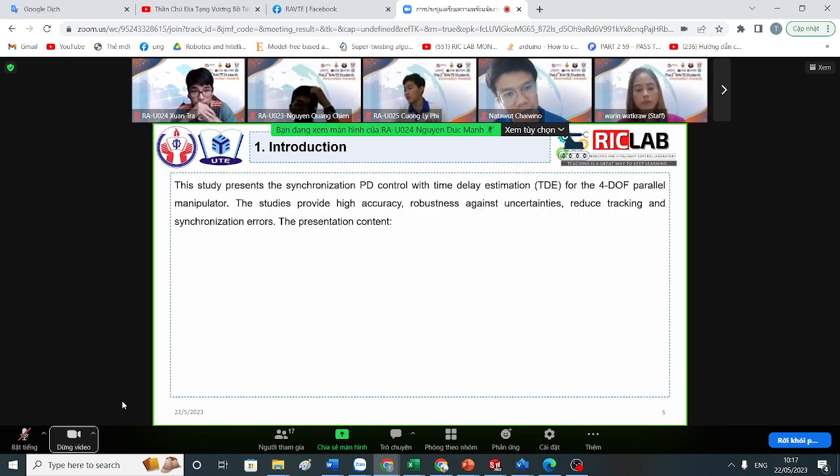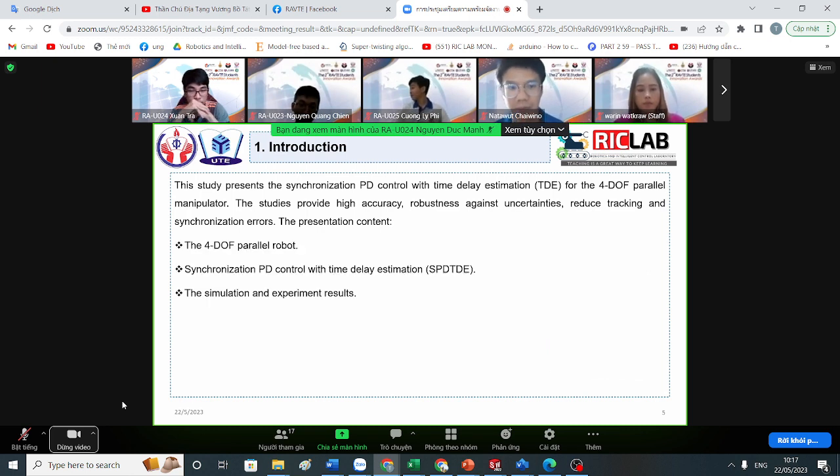This study presents the synchronization BD control with time delay estimation for the Delta parallel manipulator. The study provides high accuracy, robustness against uncertainty, and reduced tracking and synchronization errors. The operation contains the Delta parallel robot, the robust synchronization BD control with time delay estimation FBD-TD, and the simulation and experiment results.